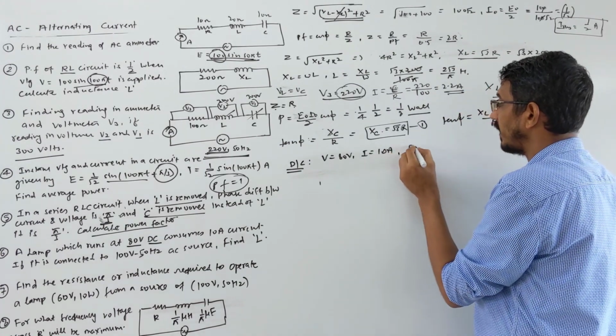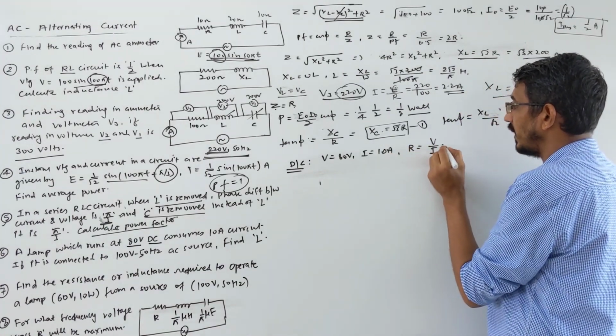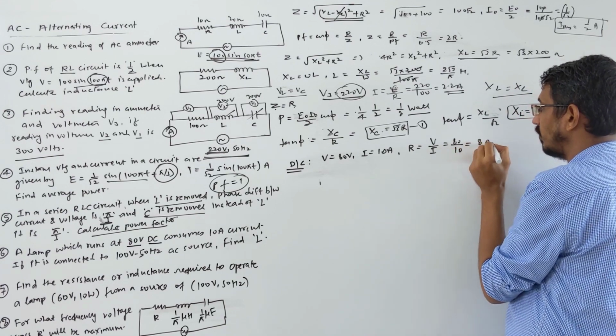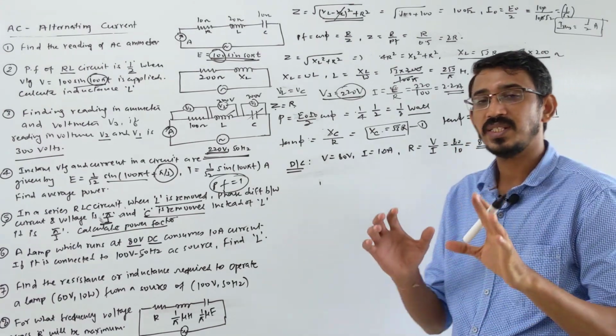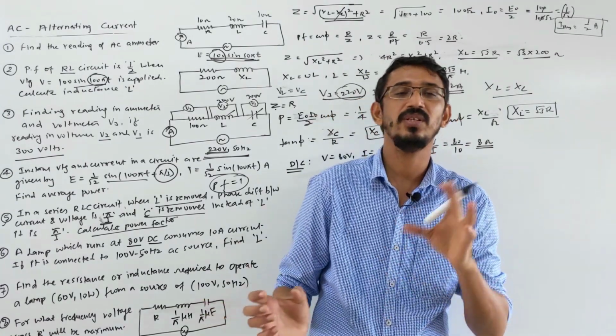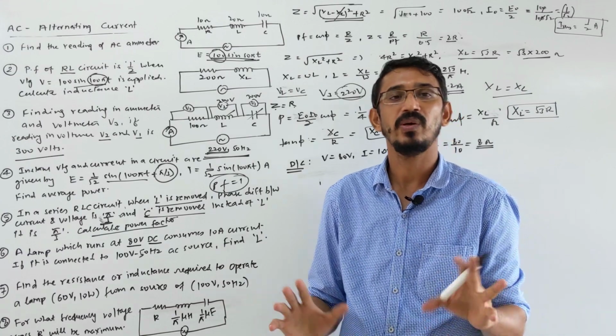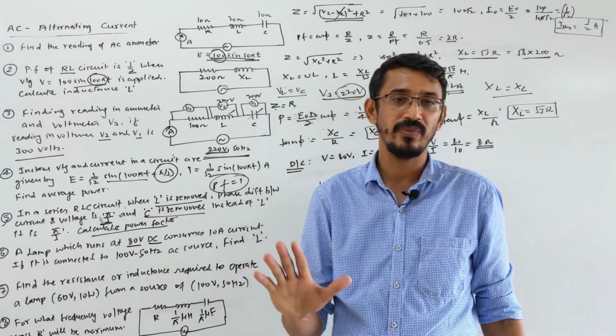So what is the resistance? You can find resistance here. R is simply V by I. So 80 by 10 becomes 8 ohm. That's the resistance of the circuit, and resistance does not change in AC or DC. You connect resistance in an AC circuit or DC circuit, it will not change, because resistance does not vary with frequency.